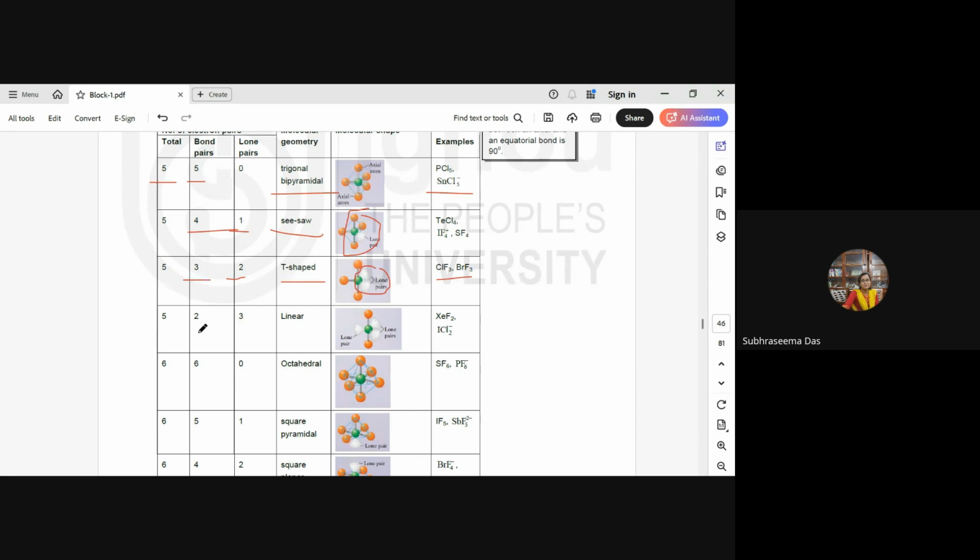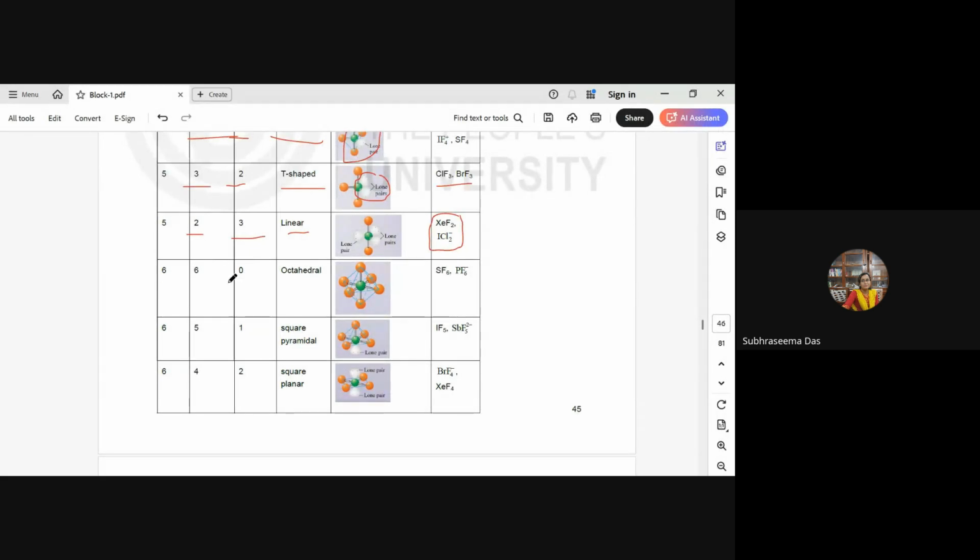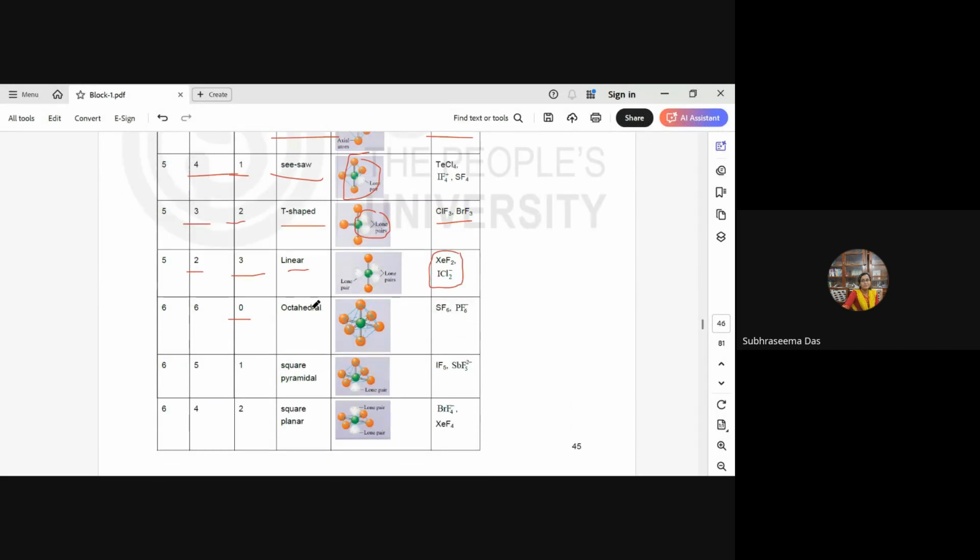Now, suppose we have two bond pairs and three lone pairs, then the geometry is linear in nature, like XeF2 and ICl2 minus. Similarly, if we consider the total number of electron pairs to be 6, and there are no lone pairs, then the expected geometry is octahedral in nature, like it is for SF6 and PF6 minus.